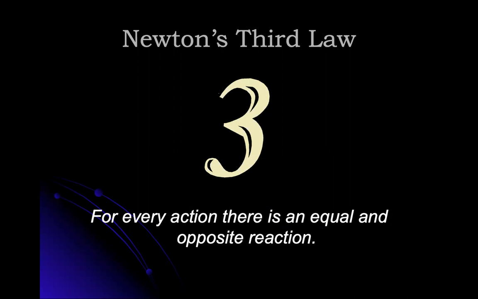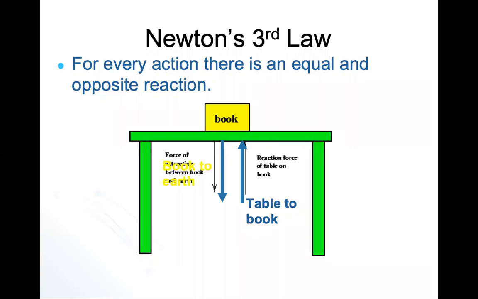Newton's third law: for every action there's an equal and opposite reaction, or for every force there's an equal and opposite force is another way to say it. So in this case, we've seen this before when we talked about forces and things like that. For every action, there's an equal and opposite reaction. The force pulling down on the book is gravity. The table is pushing up with an equal force on the book, so the book does not move.